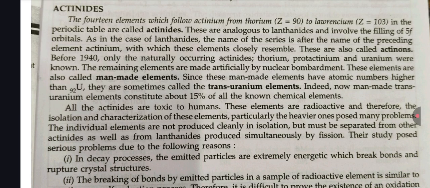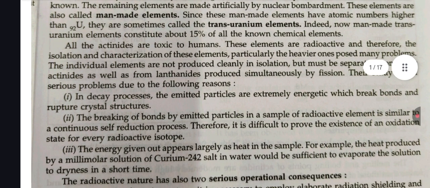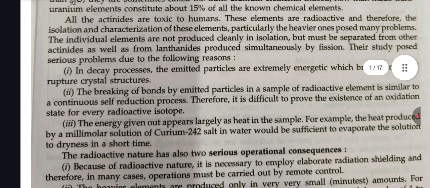Before 1940, only the naturally occurring actinides, thorium, protactinium, and uranium were known. The remaining elements are made artificially by nuclear bombardment. These elements are also known as man-made elements. Since these man-made elements have atomic number higher than U-92, they are sometimes called transuranium elements. Indeed, now man-made transition elements constitute about 50% of the known chemical elements. All the actinides are toxic to humans.